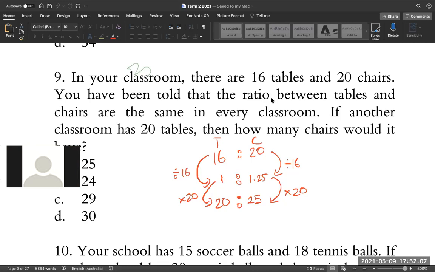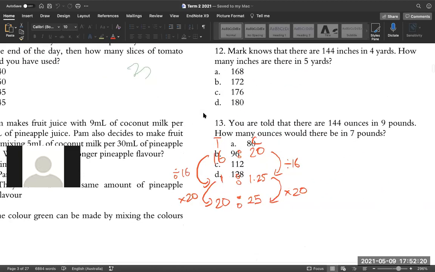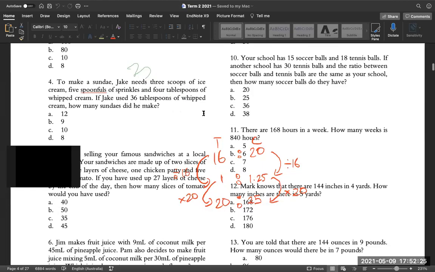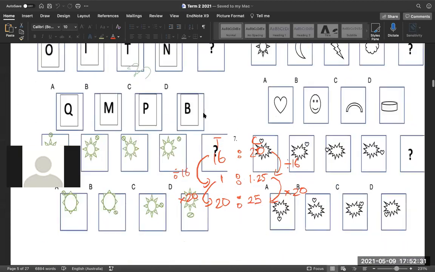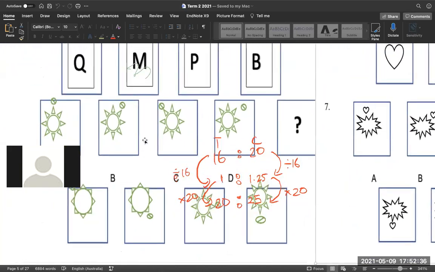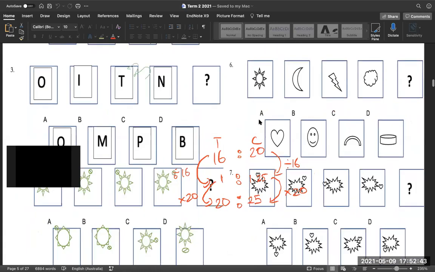Hi, Melvin. Hello. Can you explain question number 4 of general ability? Yes, I can. Who am I speaking to? Ishan. Oh, hi, Ishan. Hi. How are you today? Good. That's good. All right. So this is question number 4. Is this question number 4 you're talking about, Ishan, or this number 4? The sun. Yeah, this one.